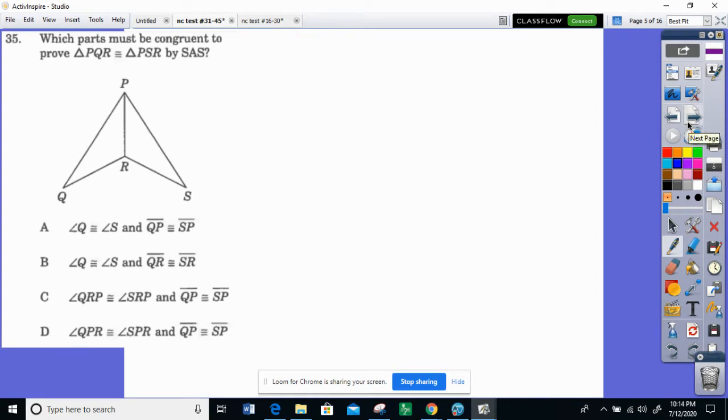Number 35 says which parts must be congruent to prove triangle PQR is congruent to triangle PSR by SAS. Well, remember that means side, angle, side.